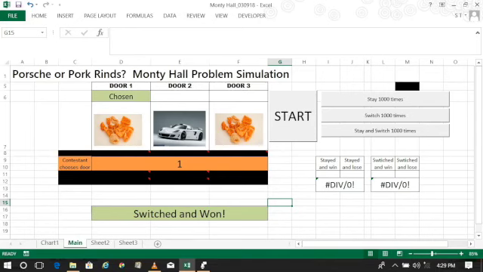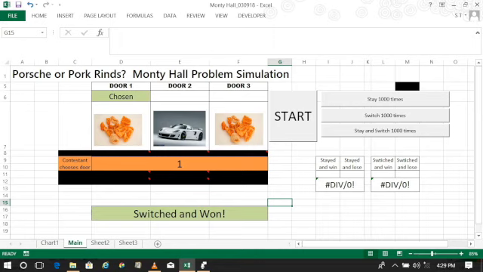Hello, today I'm going to show you a macro that I built in Excel to explain the Monty Hall problem, or the Monty Hall paradox. Basically, it was a very popular game show where the contestant is asked to choose a door, and a different door is opened, and the contestant is asked whether he or she would like to switch to another unopened door in hopes of getting a prize.